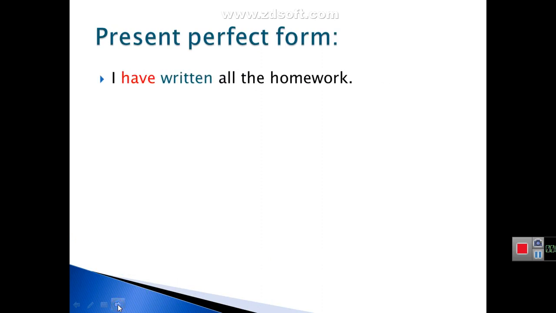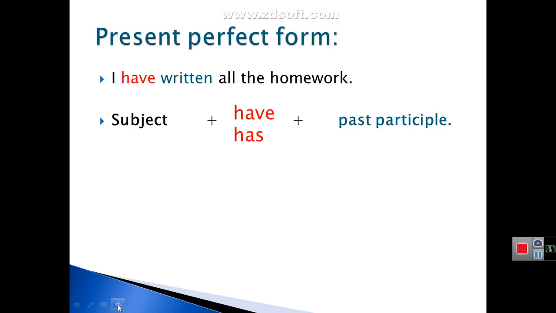Let's see one of the examples. I have written all the homework. Guys, I have written. What's I? Subject. Then after the subject, I have. It's an auxiliary. Subject, have or has, plus past participle. Let's see what they are.